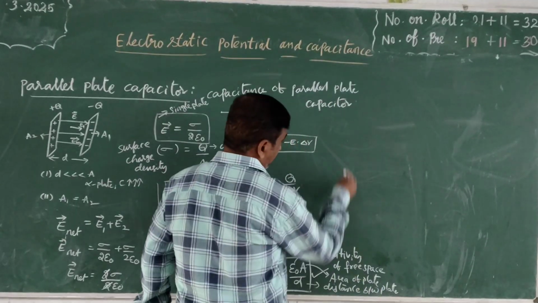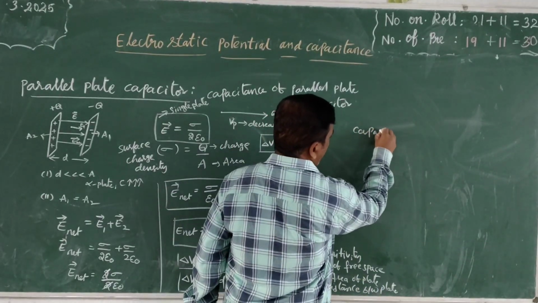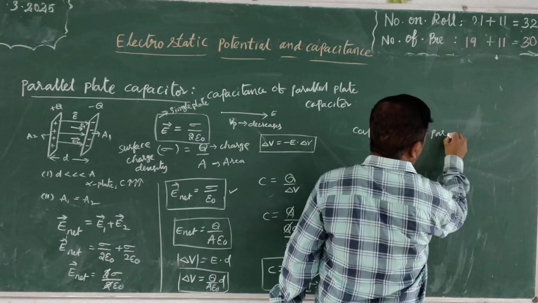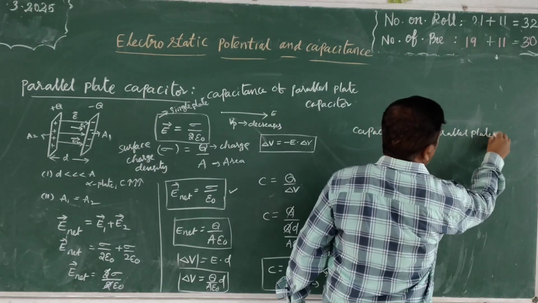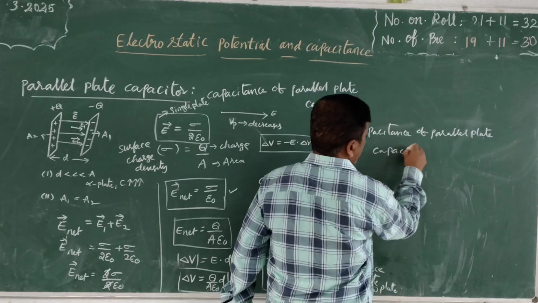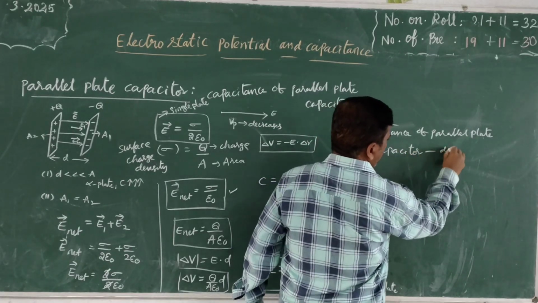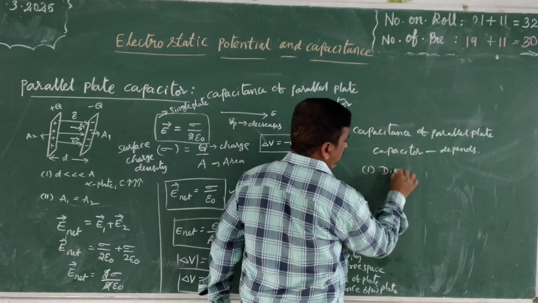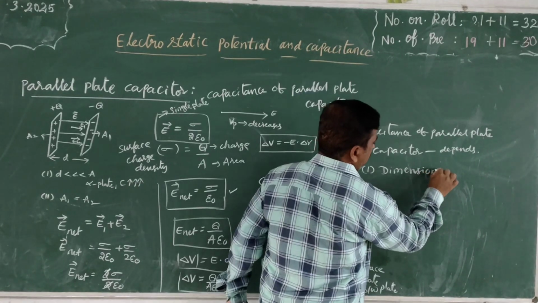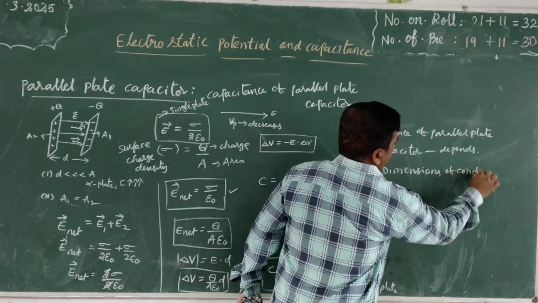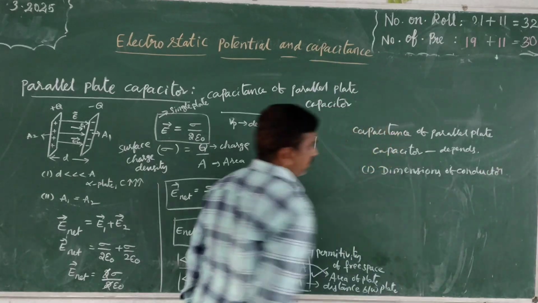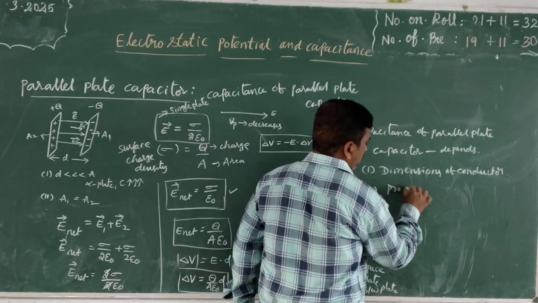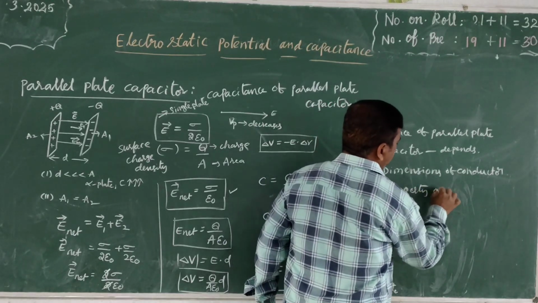The capacitance of a parallel plate capacitor depends on two conditions. What are they? First, the dimensions of the capacitor. Second, the property of the medium.